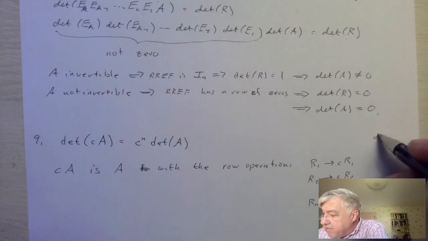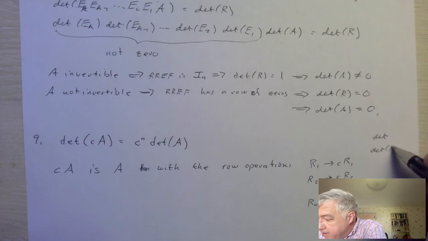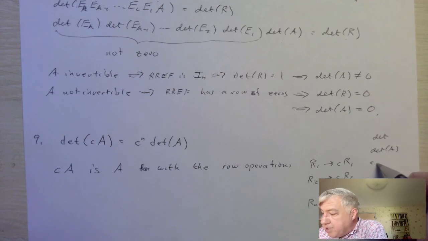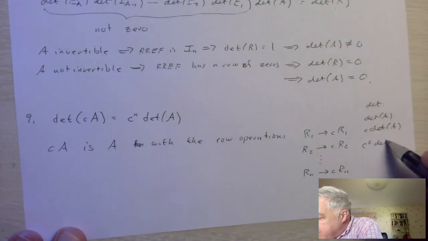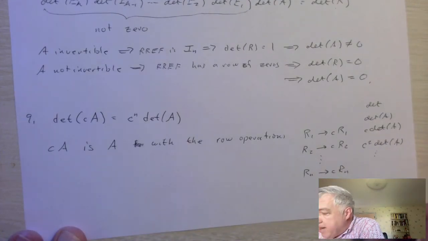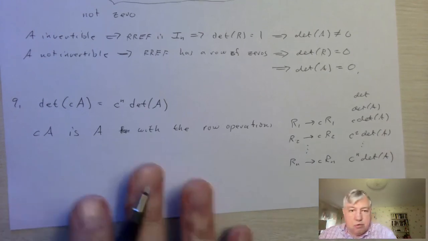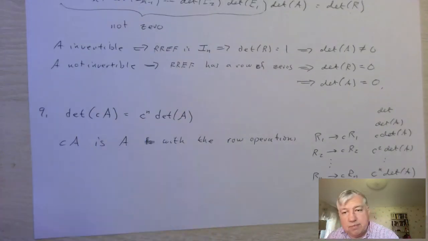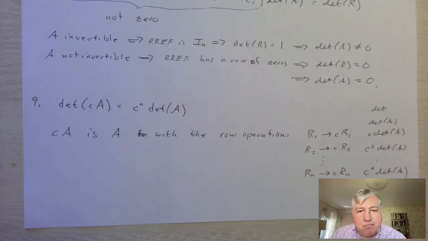If we look at the determinant, we start off with the determinant of A. After this one operation, the determinant is C times the determinant of A. After this operation, the determinant is C squared times the determinant of A. And finally, after the n operations, the new determinant will be C to the n times the determinant of A. So keep that in mind. It's easy once you see this reasoning, hopefully. All right, we will finish up these properties next time.